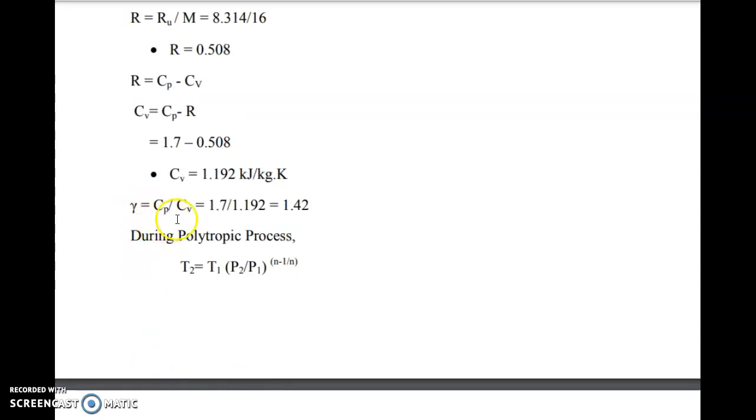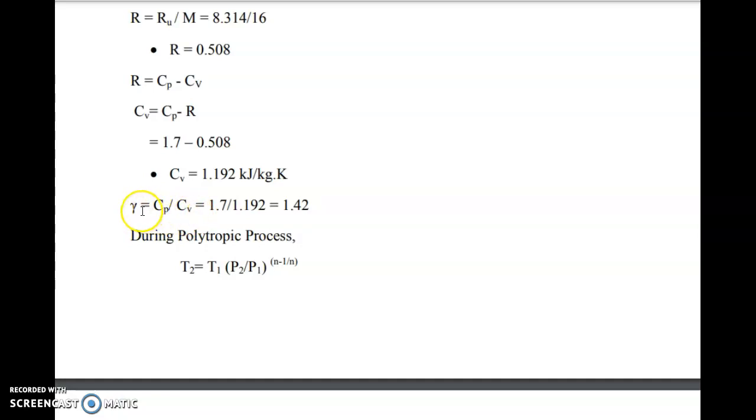Gamma is the ratio of specific heats, and it is called the adiabatic index. So gamma equals Cp by Cv. Here, C suffix P and C suffix V: P represents pressure, V represents volume. So Cp means specific heat at constant pressure, and Cv means specific heat at constant volume.